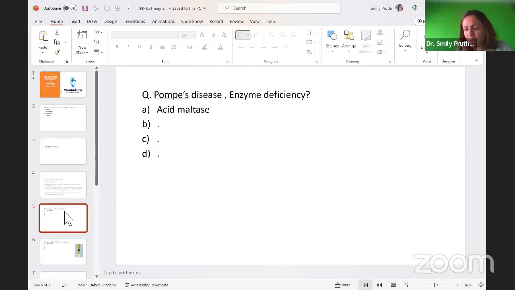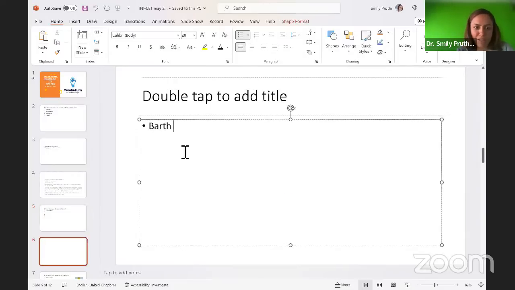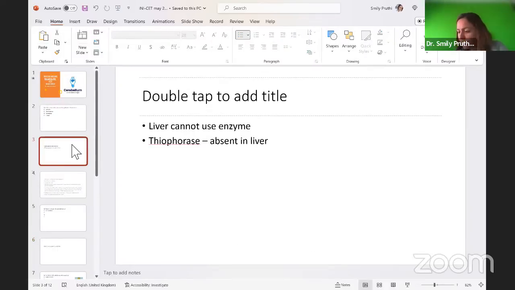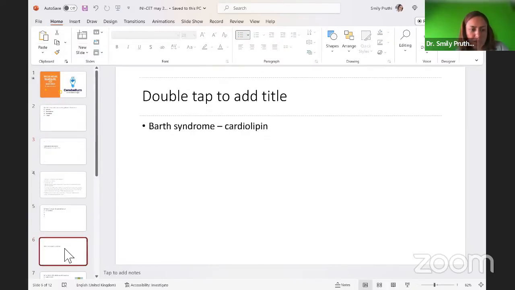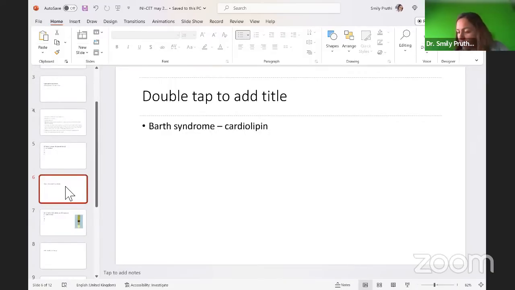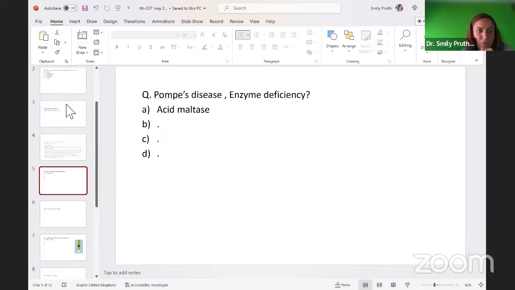You are too fast. I cannot read at this speed. Okay, let's see. So let's come to one question. The one question which I am discussing, please talk about that. So Pompe's disease, enzyme deficiency. Barth syndrome, cardiolipin was also there. So I'm collecting questions with your help. Barth syndrome, there's defect in cardiolipin remodeling. Yes, one question on collagen. I'll come to that. Okay, let's take it one by one.